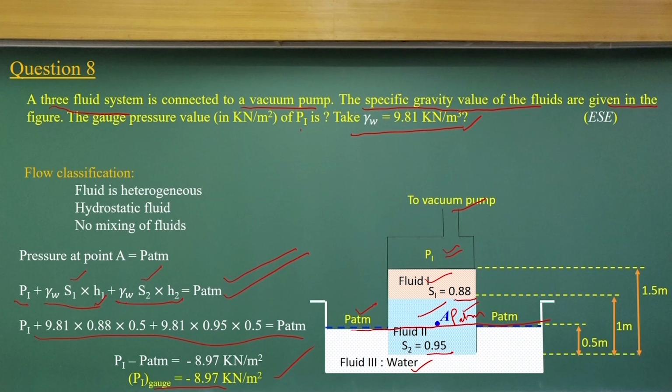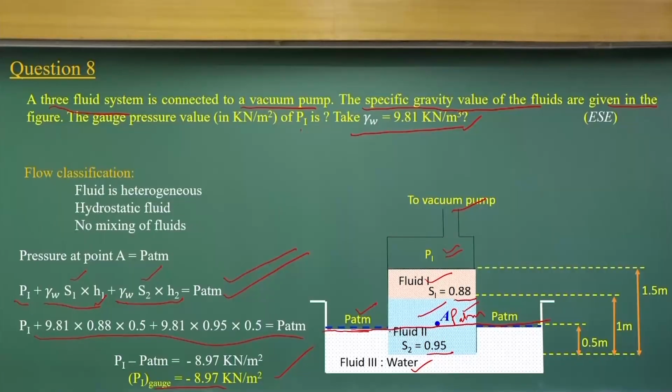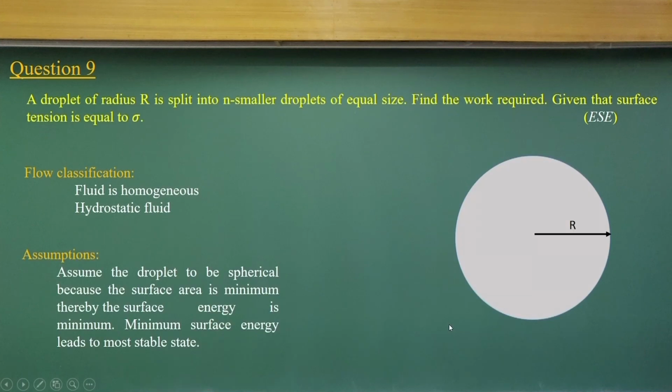So, this is a very easy problem, only you have to find out where to equate the pressures, where to take the horizontal lines. That way you can equate and solve the problems. If you do not properly take the horizontal surface to equate the pressures at 2 locations, then you make mistakes. That is what I have to tell you.